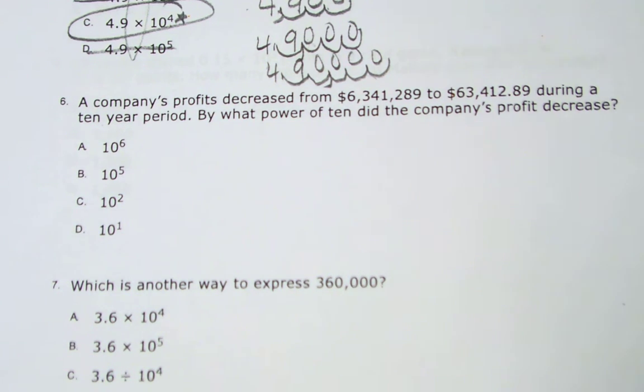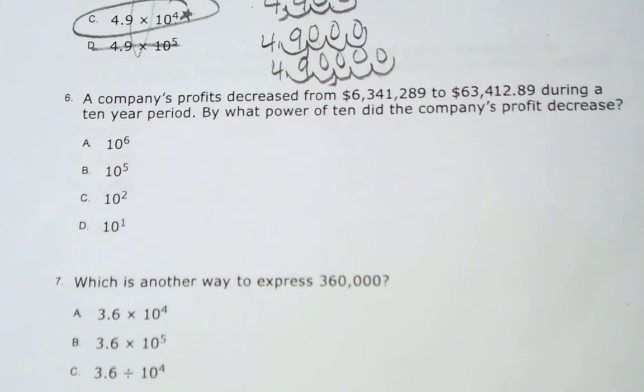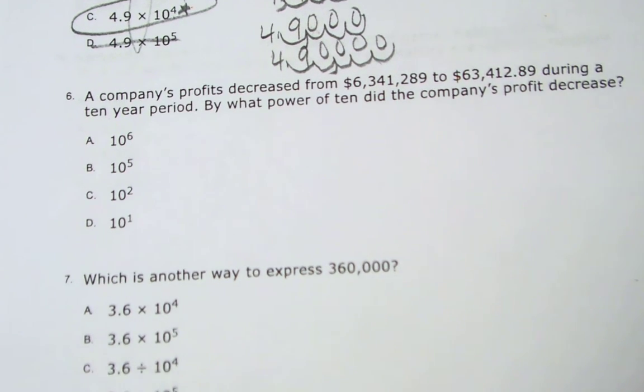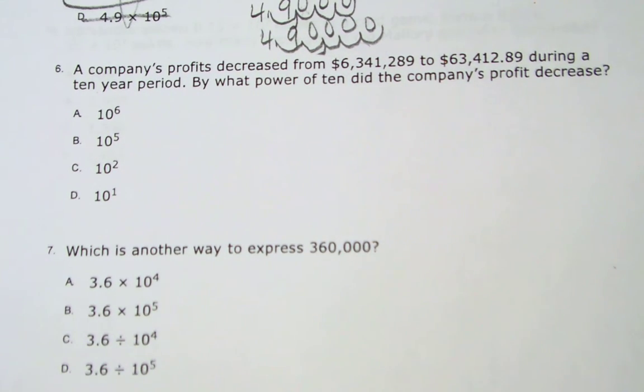Problem number 6, as I was stating, is the company's profits decreased from 6,341,289 to 63,412.89 cents during the 10-year period. By what power did the company's profit decrease? Once again, I don't like to guess. I like to see what I'm going through.